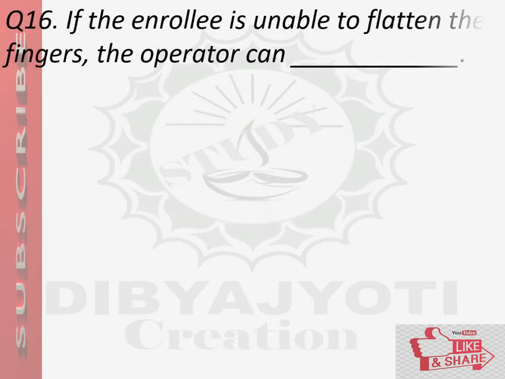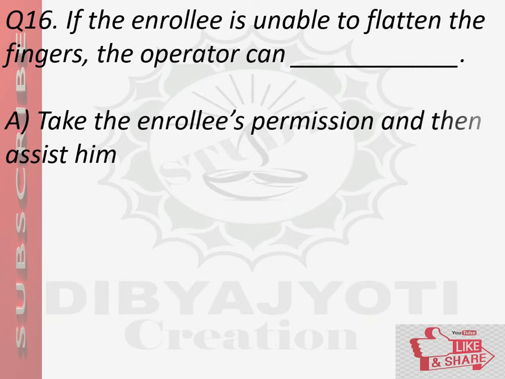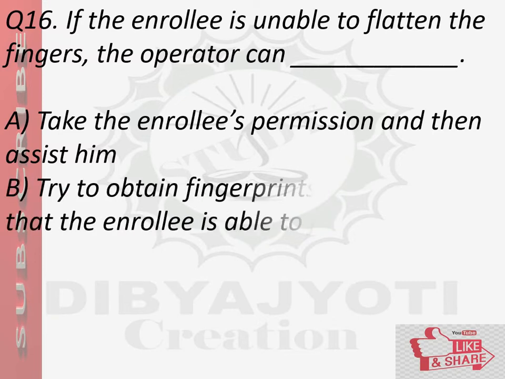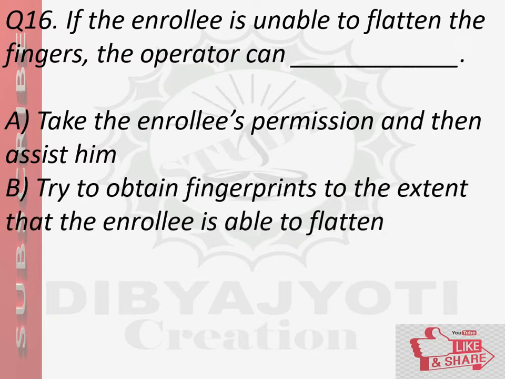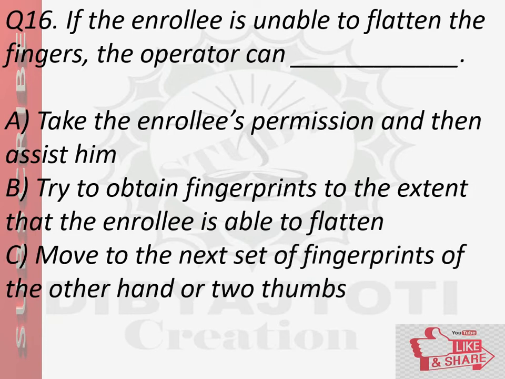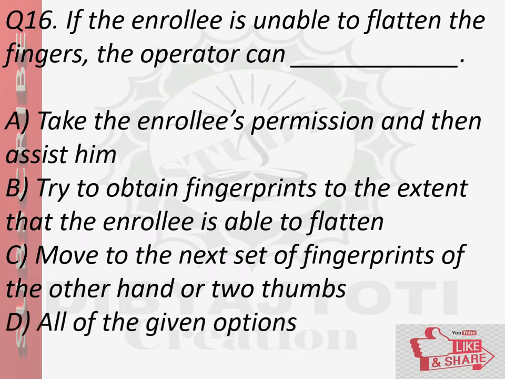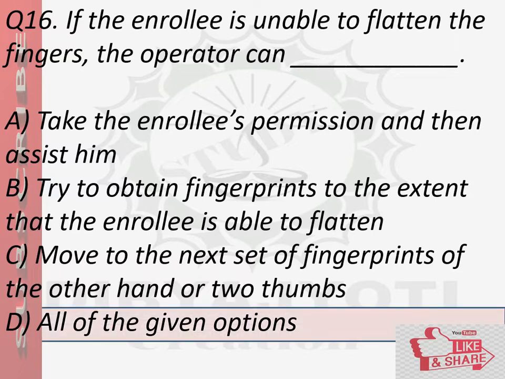Next, if the enrollee is unable to flatten the fingers, the operator can dash. Options are: option A, take the enrollee's permission and then assist him. Option B, try to obtain fingerprints to the extent that the enrollee is able to flatten. Option C, move to the next set of fingerprints of the other hand or two thumbs. Option D, all of the given options. And the answer is option D, all of the given options.